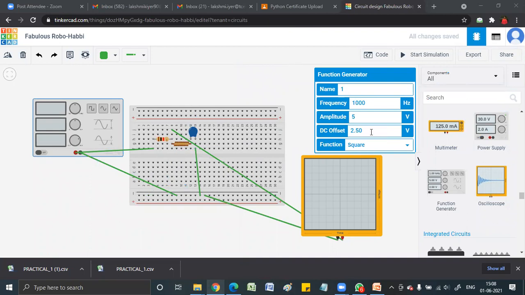So what we are going to put is, right now let me make the DC offset as 0. Function, it's a sine wave that I want. What is the initial frequency in that observation table? 100. Okay, it is 100 hertz. Okay, so this is what I'm setting right now. Frequency is 100, amplitude is 5, DC offset is 0, it's a sine. That's it.